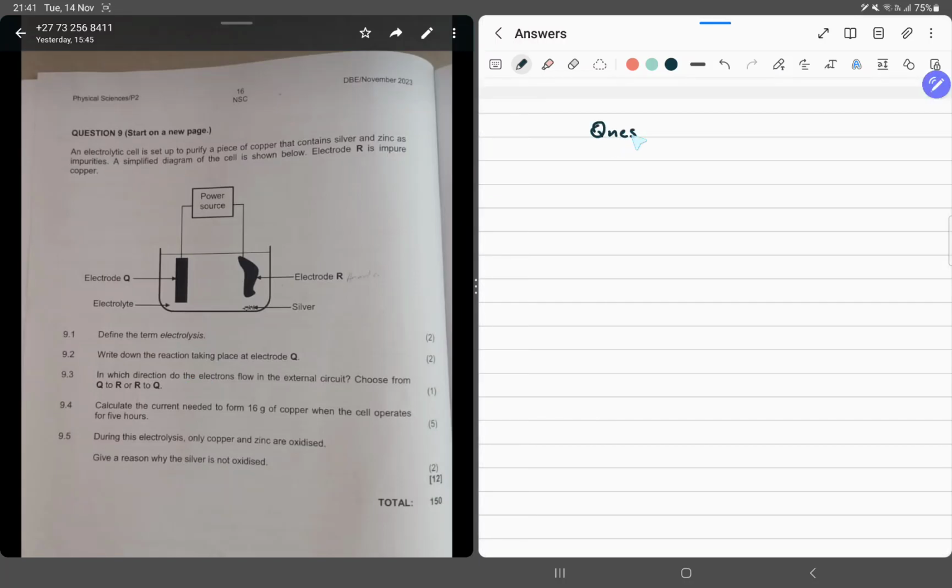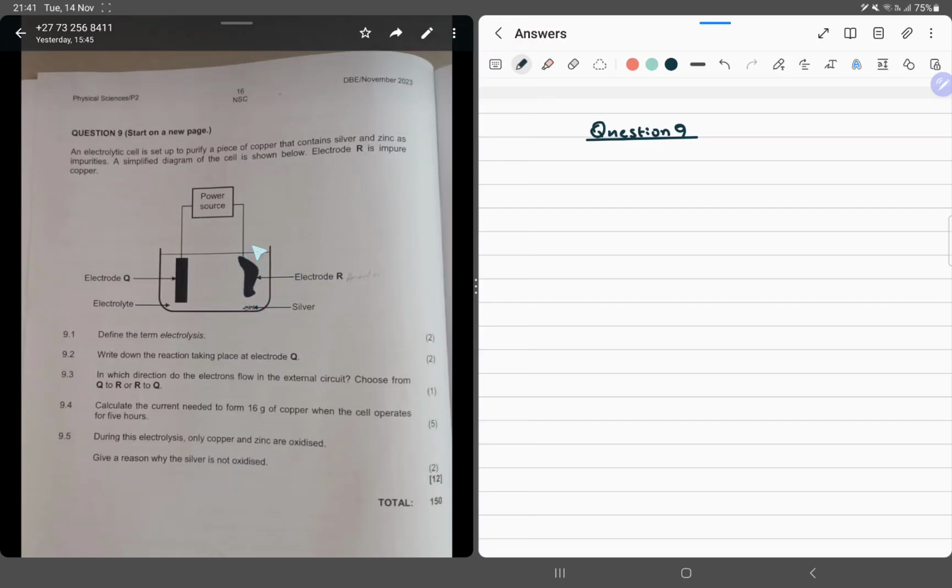Question 9. All right, so what do we do here? We are told an electrolytic cell is set up to purify a piece of copper that contains silver and zinc as impurities. A simplified diagram of the cell is shown below. Electrode R is impure copper.